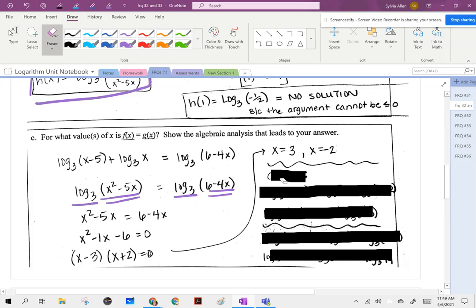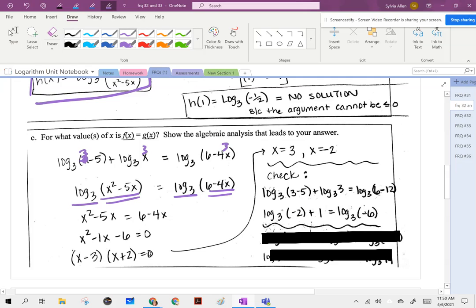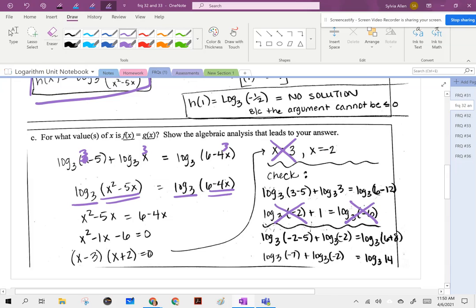But remember, you always have to check. So I'll start by plugging in the 3. When I plug in the 3 into the x portion, it ends up giving me a negative 2 for the argument right here and a negative 6. So x equals 3 is not a solution. If I go in and do negative 2, I also notice that plugging in the negative 2 for all of those x values ends up giving me a negative argument as well. So in this case, there is no solution.